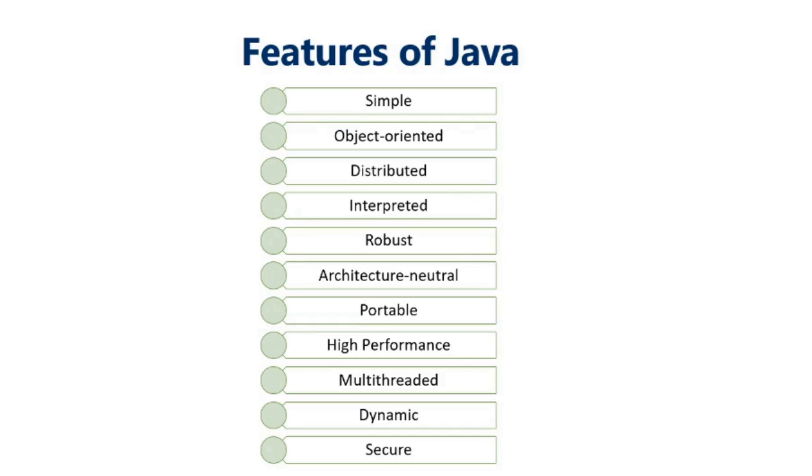Architecture neutral means what? The Java compiler compiles the source code and generates the bytecode, and that bytecode is interpreted by the JVM, which will give you the actual output of the program. So bytecode is architecture neutral. That means it does not depend on any platform. The same bytecode can execute on Linux OS or Mac OS or Windows OS. You don't have to compile that program again and again at the time of getting output. Hence it is said architecture neutral.